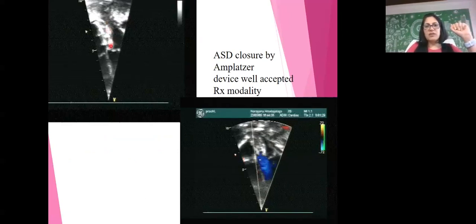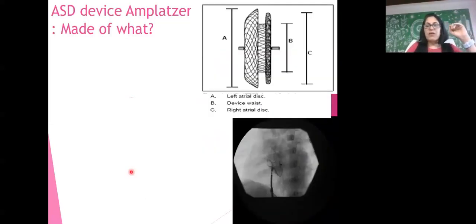So this is the device. This sits on the left atrium. This sits on the right atrium. So it's like a sandwich. The ASD is like the cucumber, and the device goes and holds that ASD. So it's a very well accepted modality. Now, anyone knows what the device is made of, what material? Because patients will ask you this.